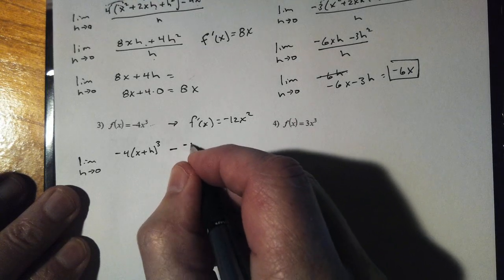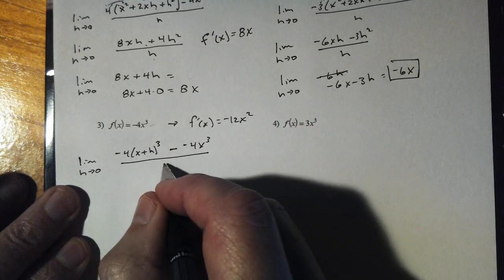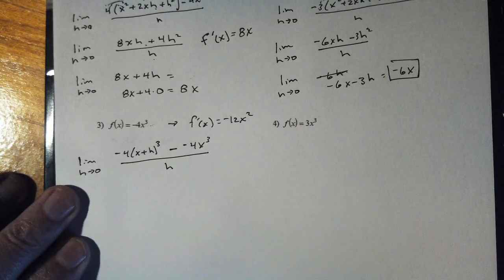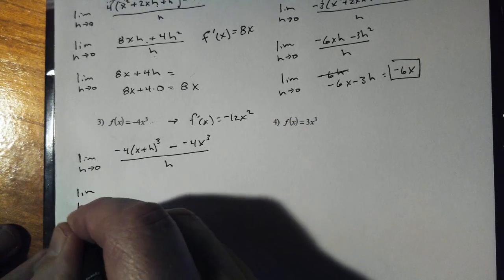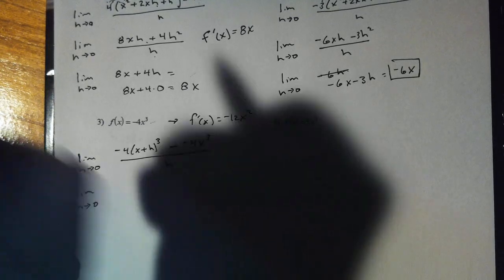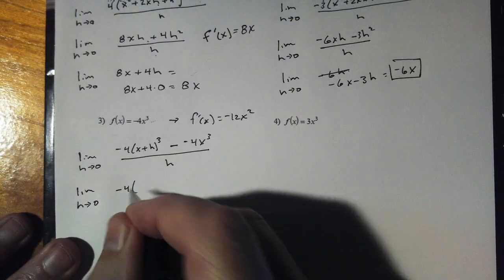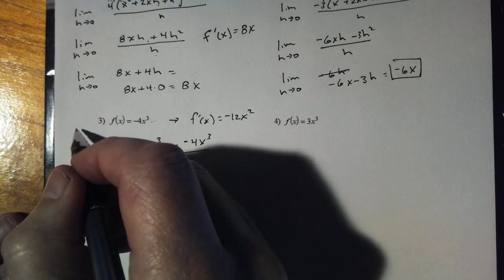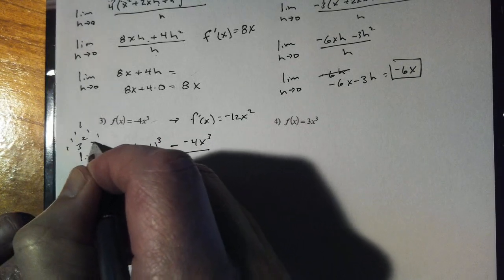minus -4x cubed, all on h. Okay, that is the limit as h approaches 0. Wish I had a little stamp for that limit. Of -4 times. I'm thinking Pascal's triangle here. 1, 1, 1, 1, 2, 1, 1, 3, 3, 1.